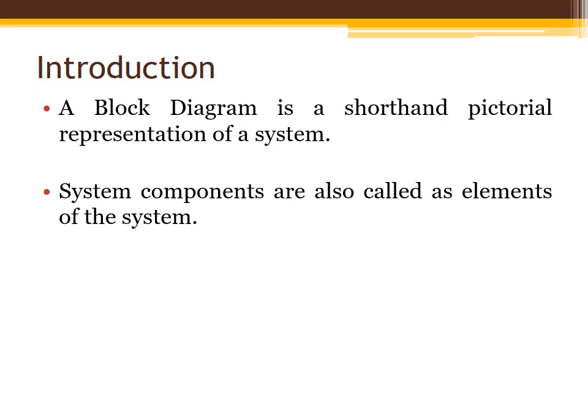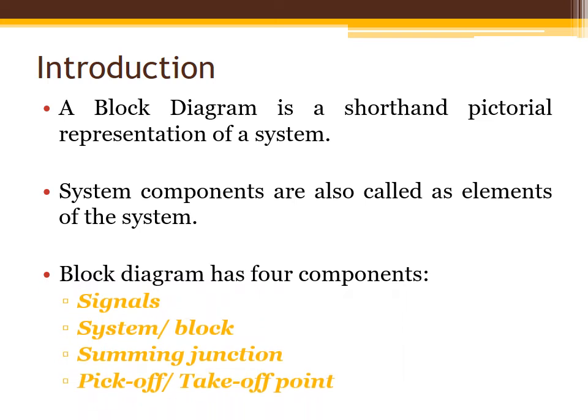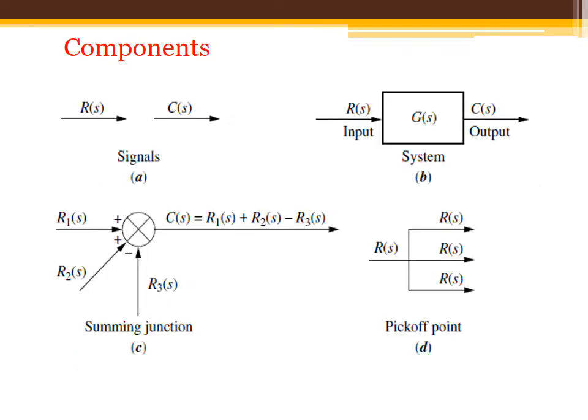In this, the system components are also called elements of the system. For a block diagram, we should know the basic components: signals, system or block, summing junction or summing point, then pick off or take off point. Here we can say these are the signals. R of S is the reference signal, that is the input signal, and C of S is the output signal.